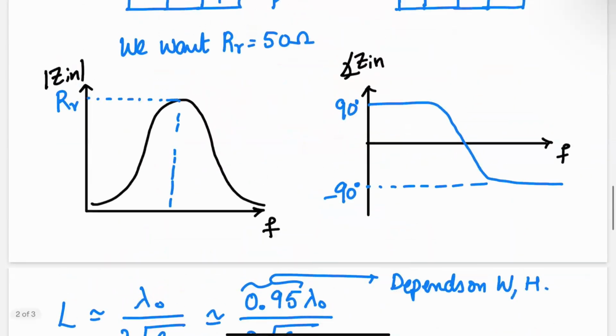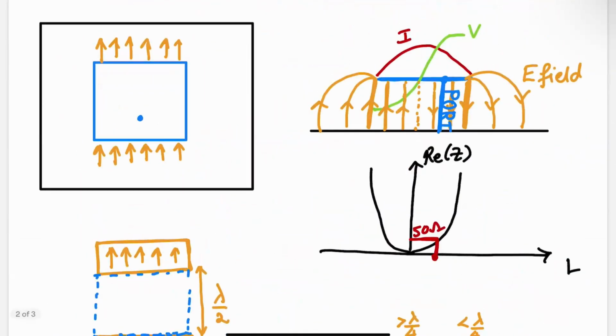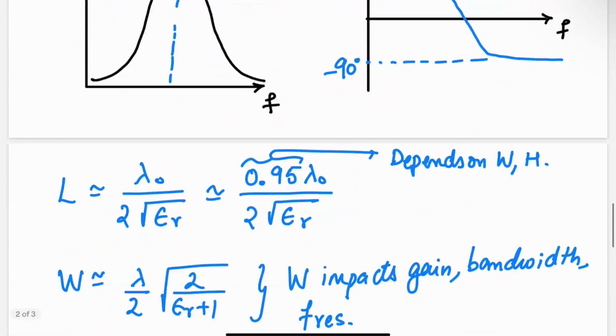I mean, the simplest reason is that you have more fringing field, right? If this patch is very close by, then the fields are very tightly confined and not much fringes, right? So intuitively, if you have a very thick substrate, then you have more fringing fields and more can radiate out. Okay, that's the intuitive reasoning.